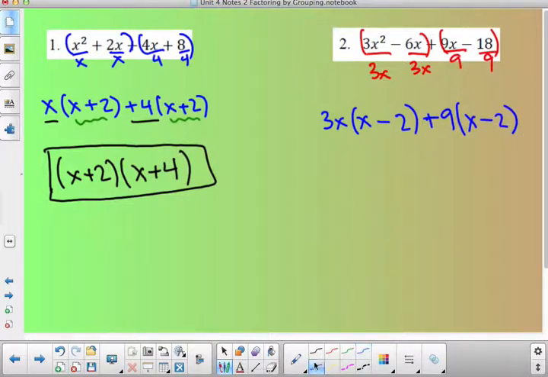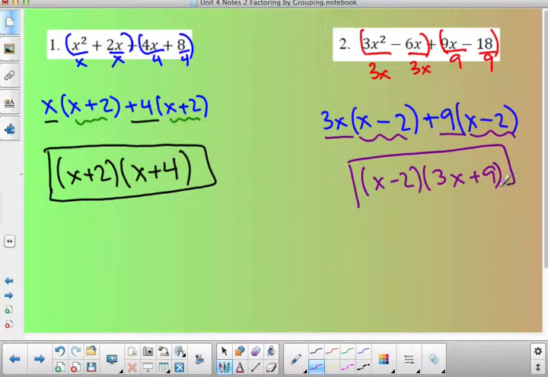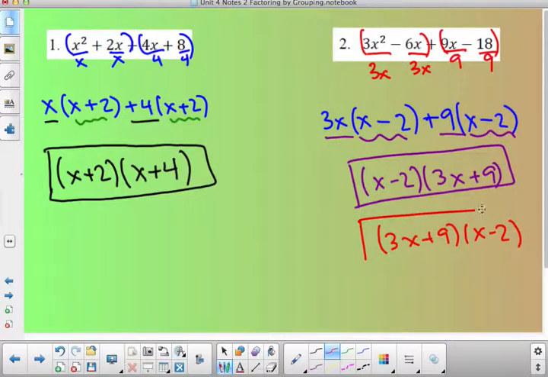Then I check. I have x minus 2, x minus 2. So that becomes one of my factors. The outsides, the GCFs, together make my other factor. Now, some of you are probably wondering, does it matter what order we write those factors in? And the answer is no. I could also write this answer as 3x plus 9 and x minus 2. And that's that good old commutative property that tells us we can multiply things in any order.